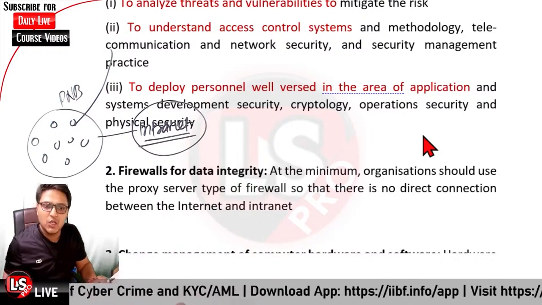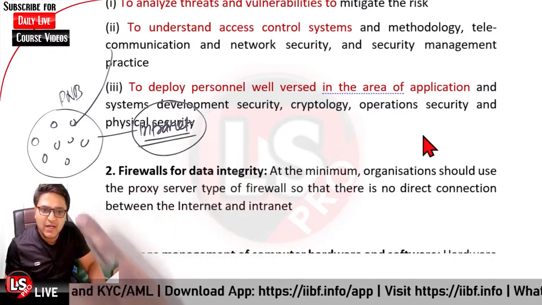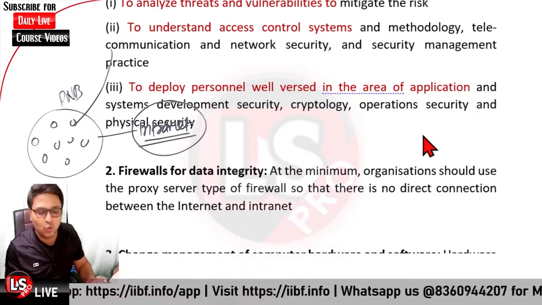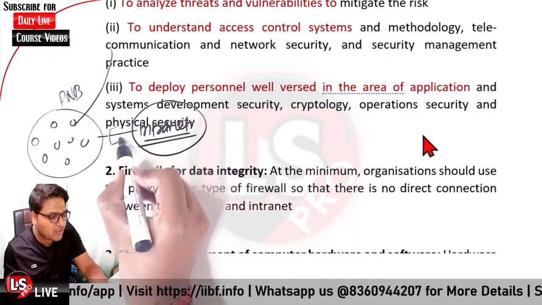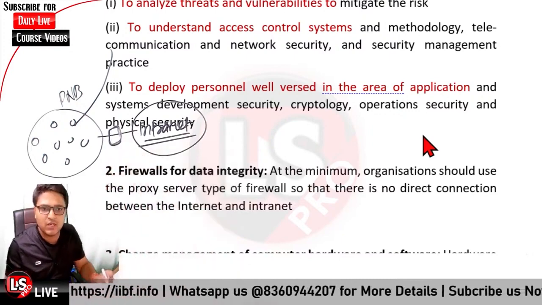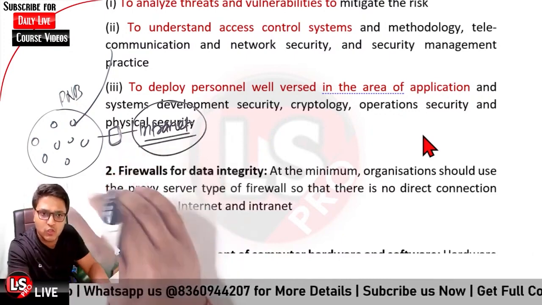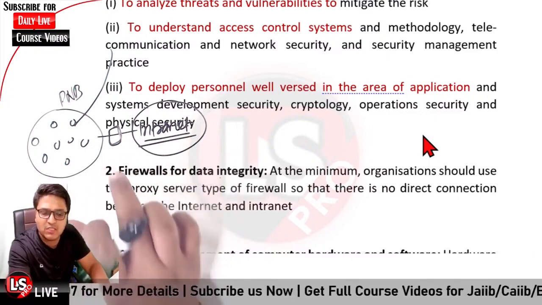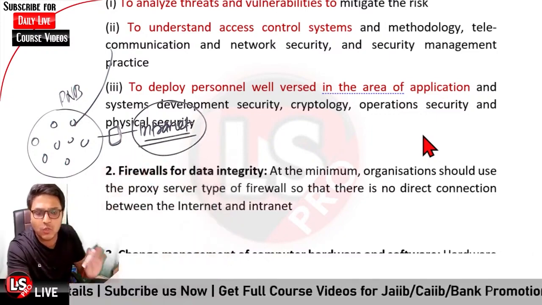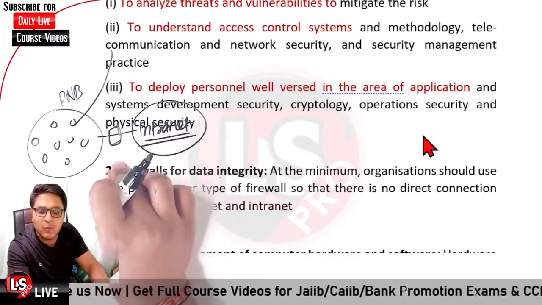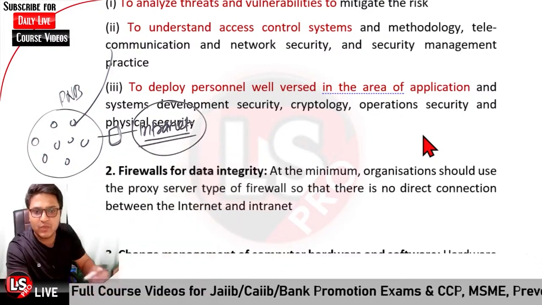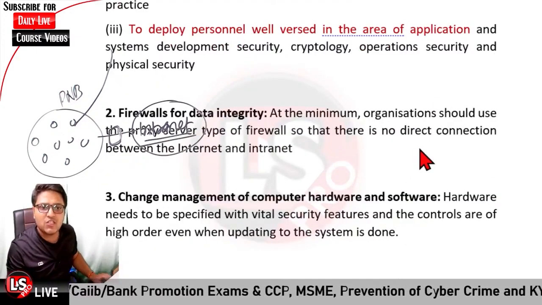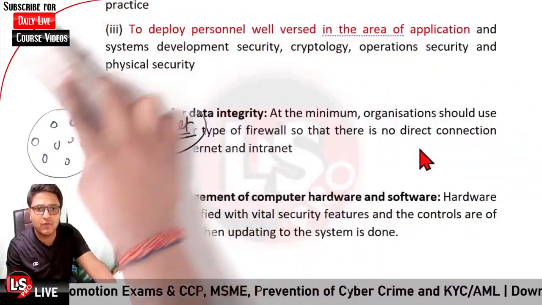Okay. Now when we are connecting the intranet to the internet, it should be connected through some proxy server. So there should be no direct connection between the internet and intranet. Some proxy server must be used. This proxy server will provide an additional security feature. This must be used. Then it is regarding change management of computer hardware and software.